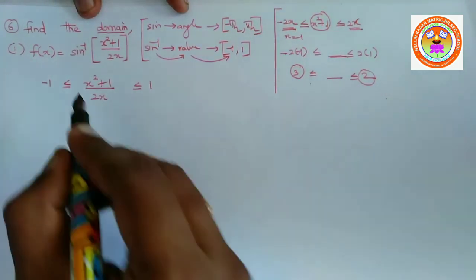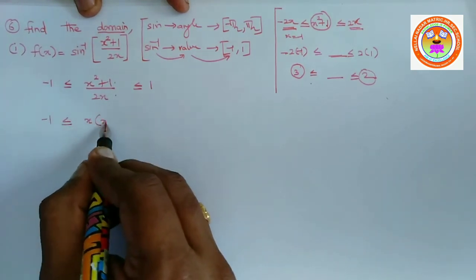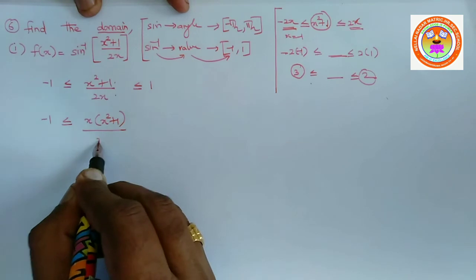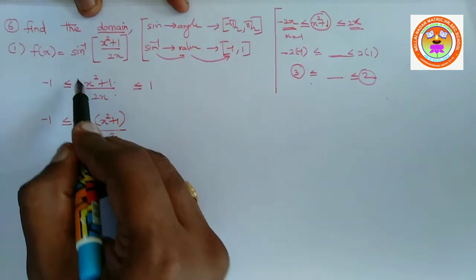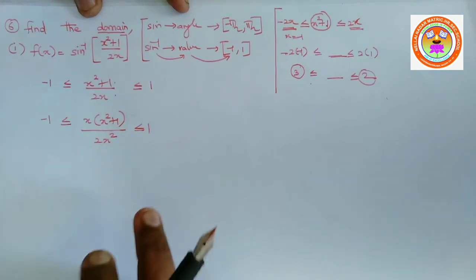So only we are going to multiply and divide by x. Minus 1 less than or equal to, multiply by x and divide by x. So this x here, 2x square less than or equal to 1. You can understand what I mean.